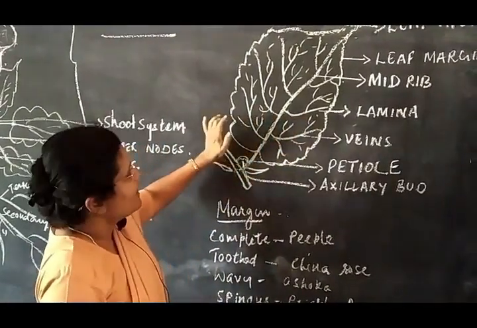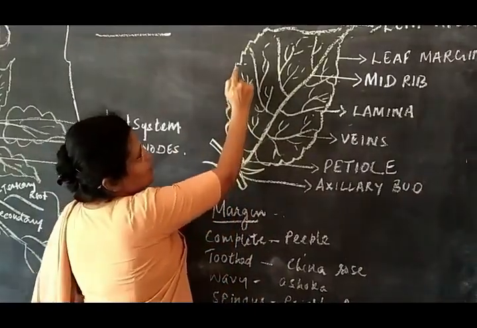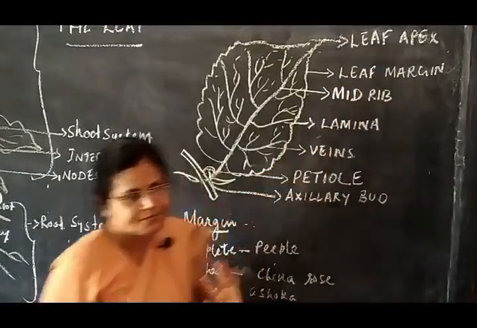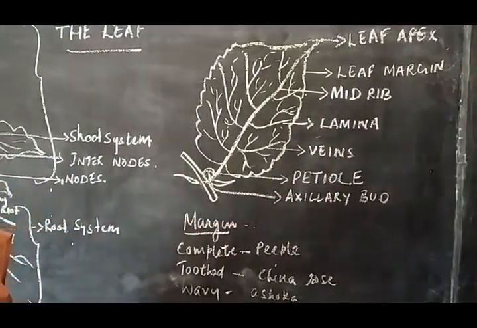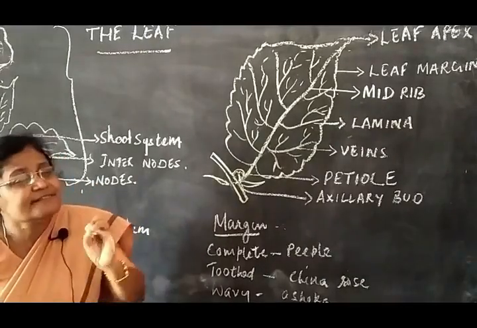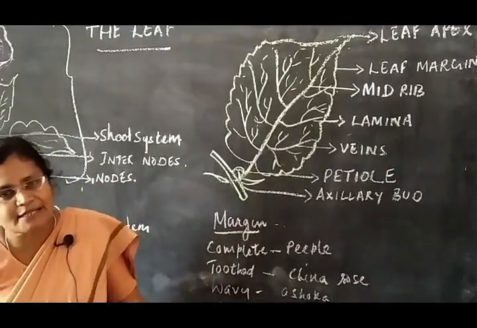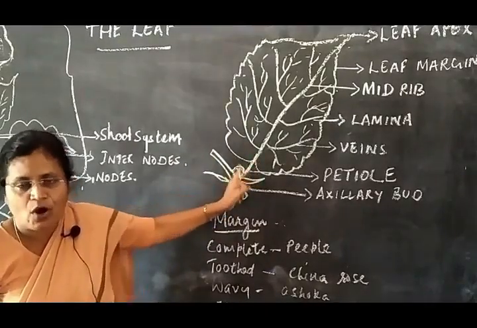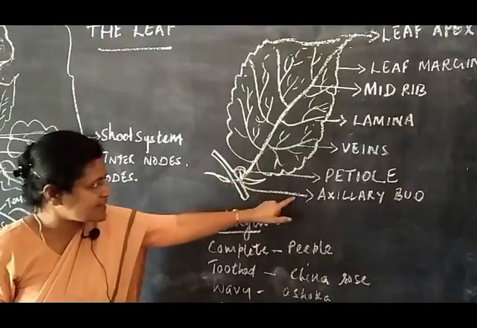Then you see the margin, this is called a margin, and the tip of the leaf is called the leaf apex. I repeat, the axillary bud is a small bud which gives rise to branches and new leaves, present between the main stem and either the leaf or the branch.